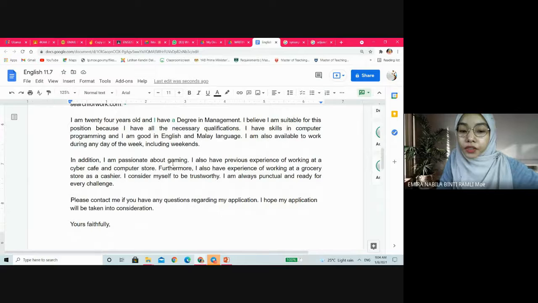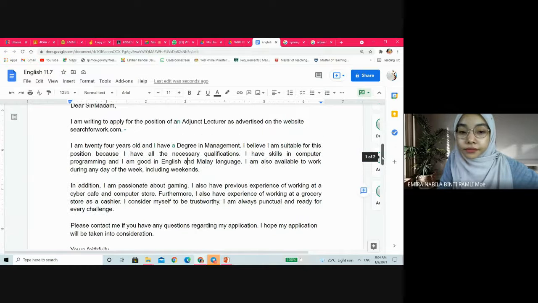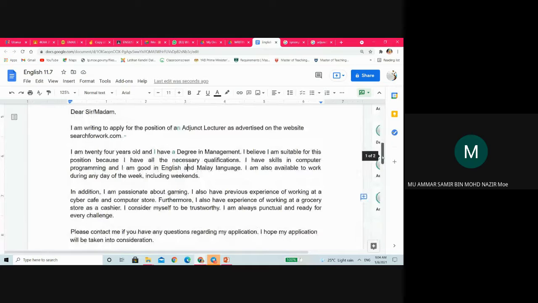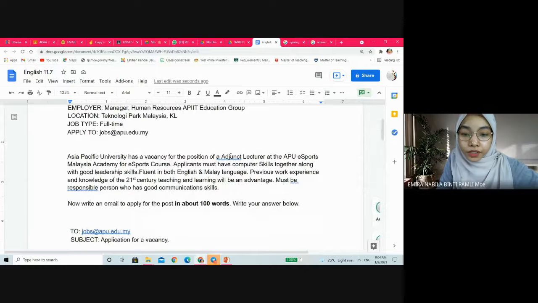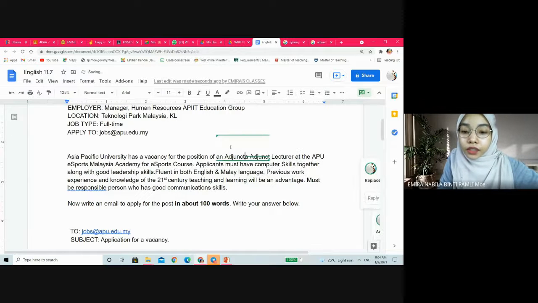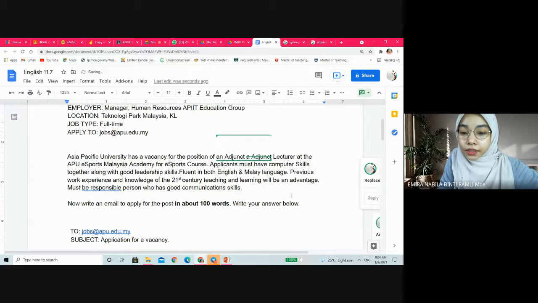Okay, third paragraph. In addition, I'm passionate about gaming. I just want to know, is this important for you to apply for your adjunct lecturer position? Because the position that, hmm, the position that you're applying for is esports. Okay, oh, I understand. Good. So again saya betulkan dekat advertisement sebab tadi kita tak tengok you punya advertisement. You punya advertisement cakap you are applying for esports punya course lecturer kan? Okay, so probably that knowledge about gaming is important.